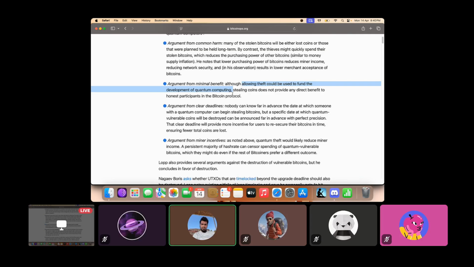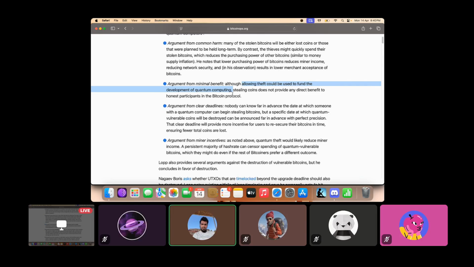Nobody can know far in advance the date at which someone with a quantum computer can begin stealing bitcoins. But a specific date at which quantum vulnerable coins will be destroyed can be announced far in advance with perfect precision. That clear deadline will provide more incentives for users to resecure their bitcoins in time, ensuring fewer total coins are lost.